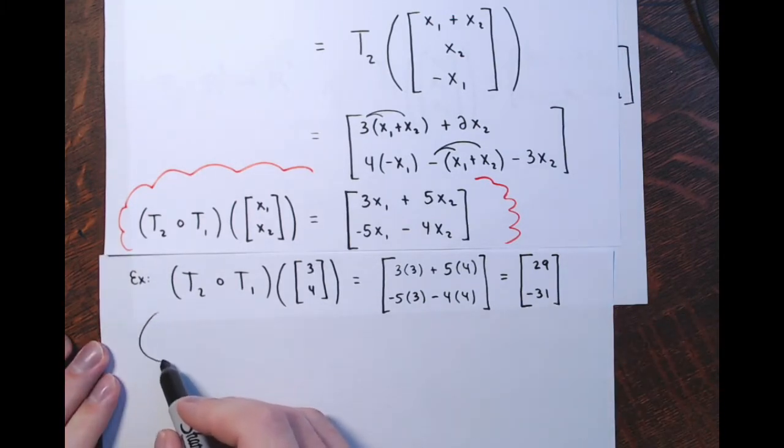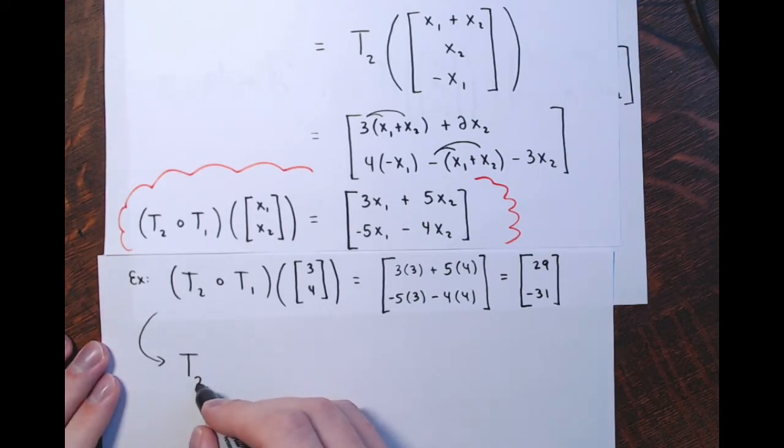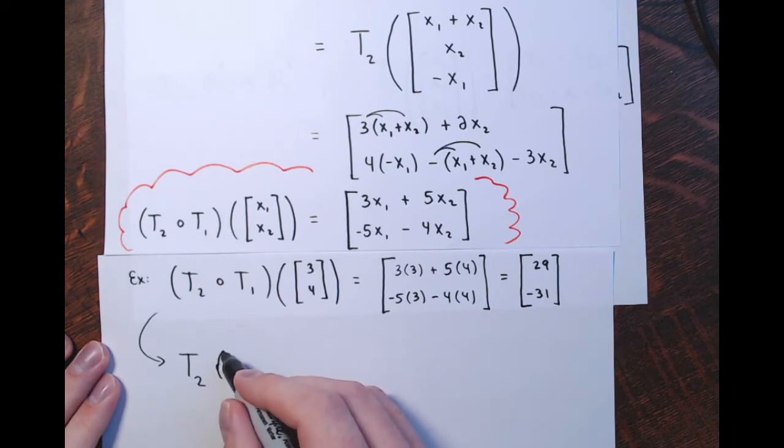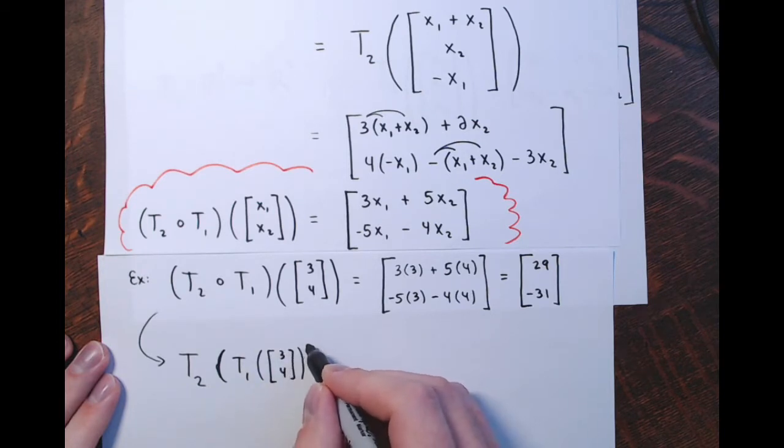Now let's try finding this with the successive substitutions. Remember, this is the same as T2 of T1 of the vector 3, 4. Again, you can just make up any other example you wish.